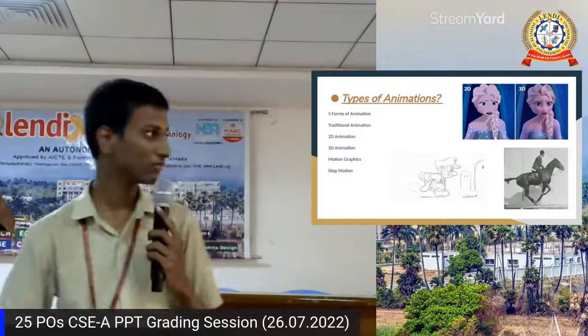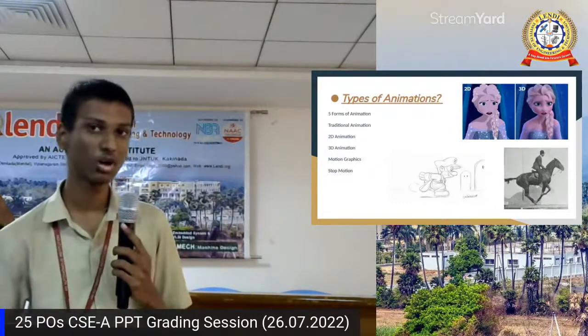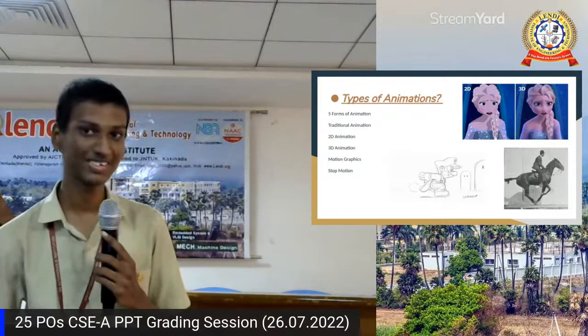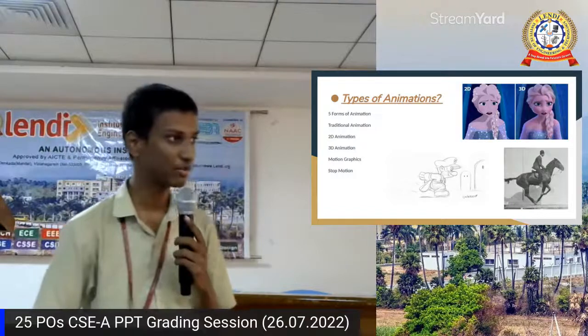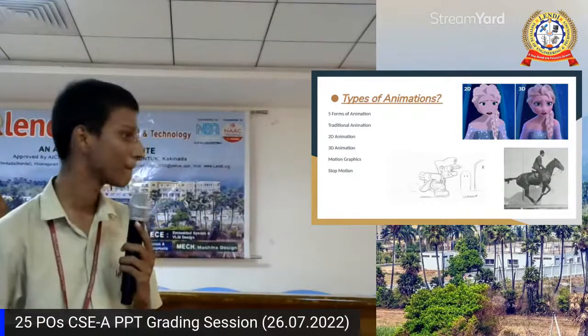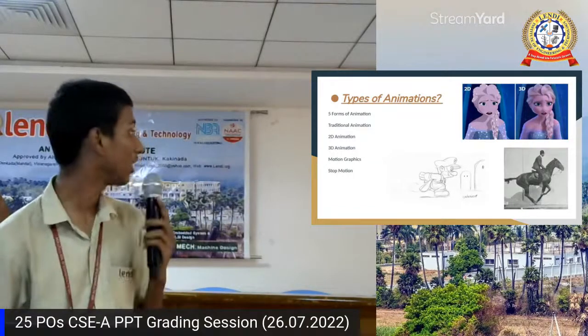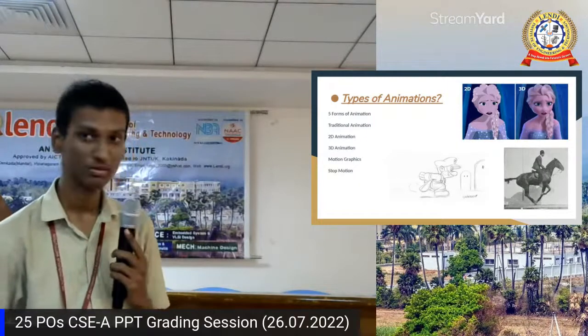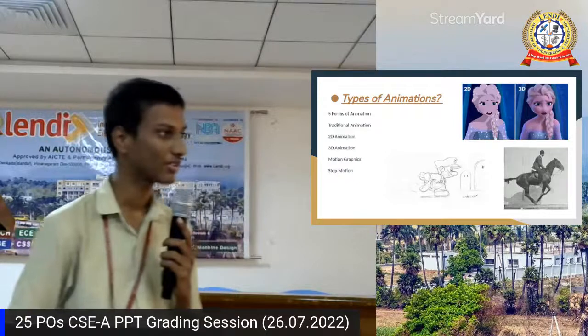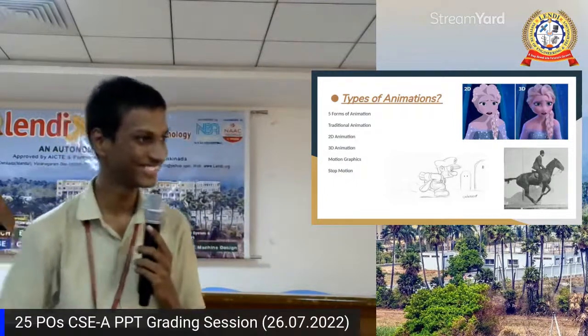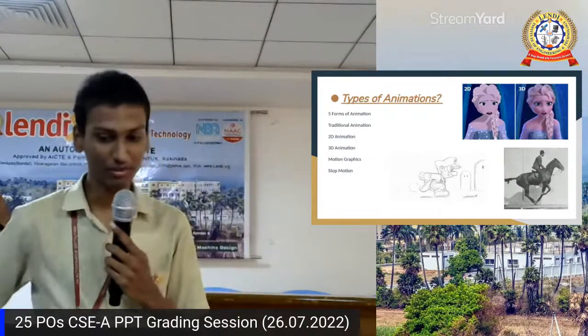Can you see the second one? Stop motion. Can you see the second picture? Which animation is it? Can you identify it? Black horse. Wrong. Motion graphics. It is one type of motion graphics.